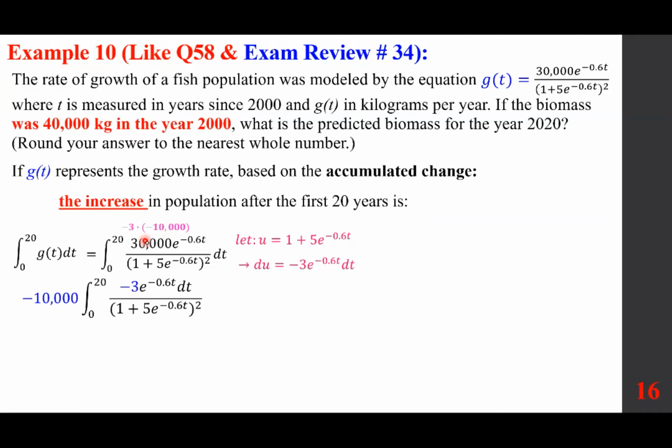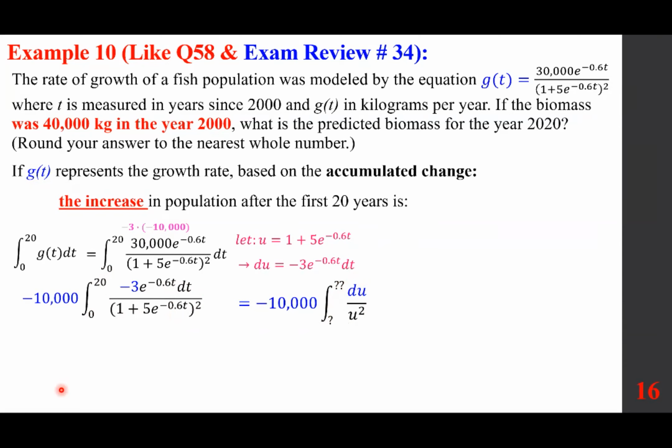When you do that, then clearly your numerator is du and the denominator is u squared. So minus 10,000 du over u squared. Notice I've changed the limits, but they can no longer be 0 and 20. And I put a question mark because we don't know them yet. We're going to get to that in a moment.